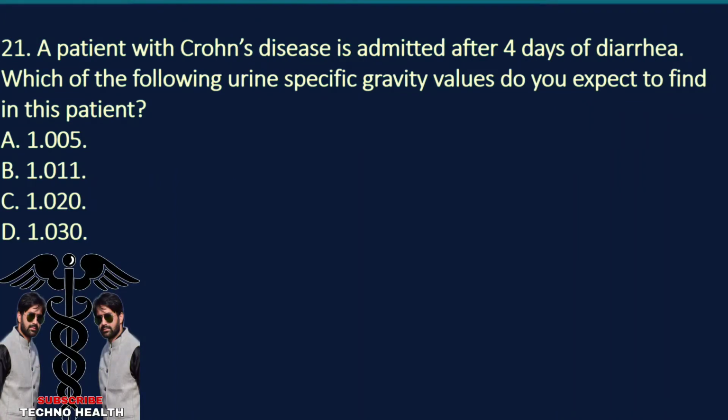Question 21. A patient with Crohn's disease is admitted after 4 days of diarrhea. Which of the following urine-specific gravity values do you expect to find in this patient? A. 1.005. B. 1.011. C. 1.020. D. 1.030.